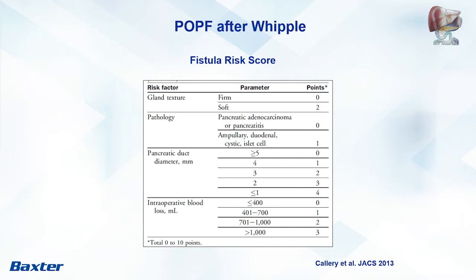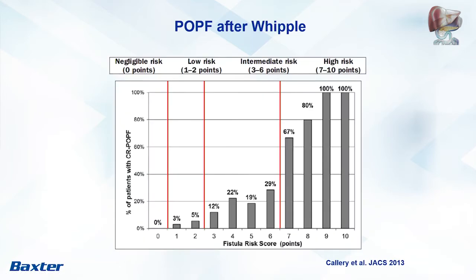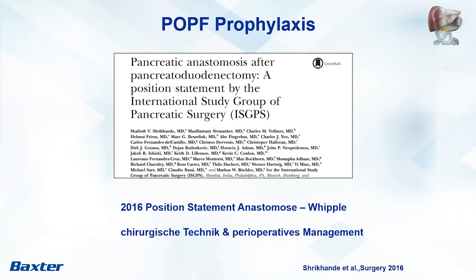And you see this is not only the texture and the size of the duct, but also the type of operation, blood loss. And this gives several points and sums up to a maximum of 10 points in the end. And this correlates quite well with the fistula risk that you take from the low risk patients from 1 to 2 points in the score up to 9 or 10 points where you have a 100% more or less fistula guarantee. And if you want to avoid a fistula in this patient, you probably have to take out the pancreas right away. Then you are sure that you don't have this 100% fistula risk and you don't take this.